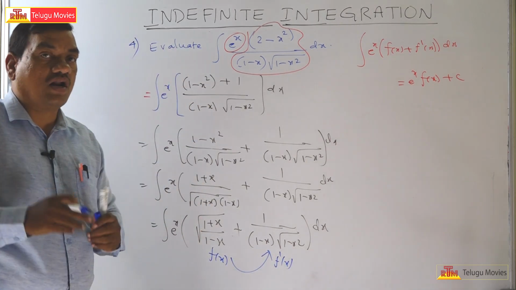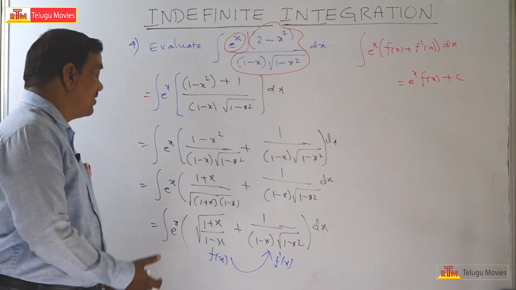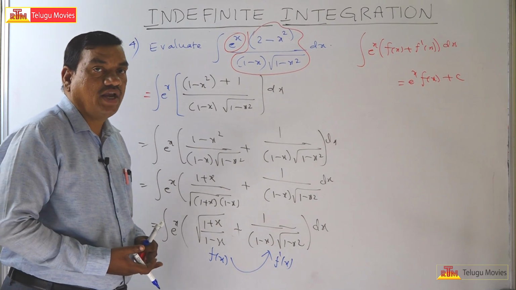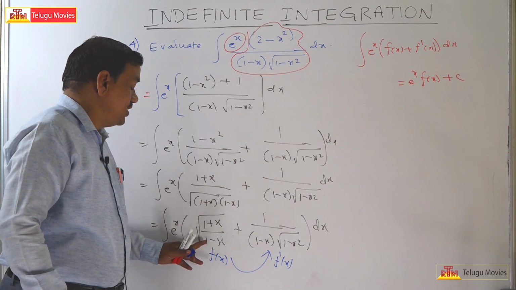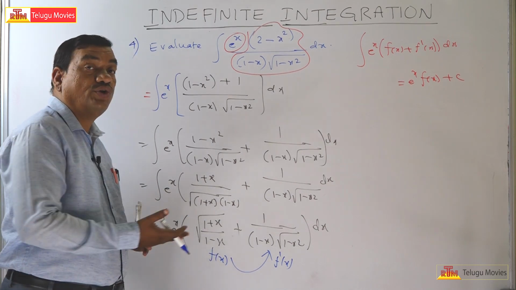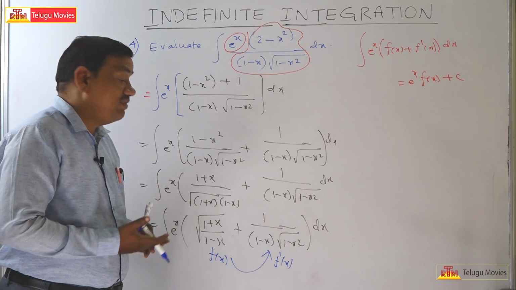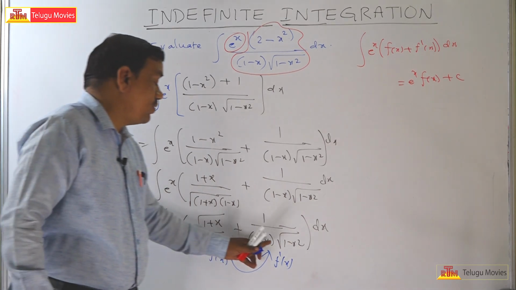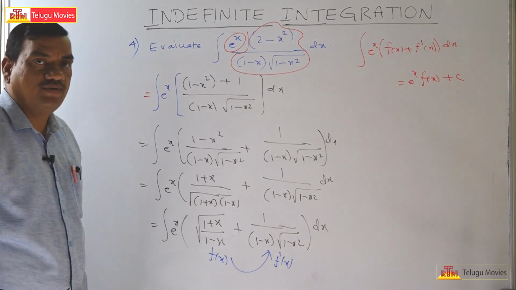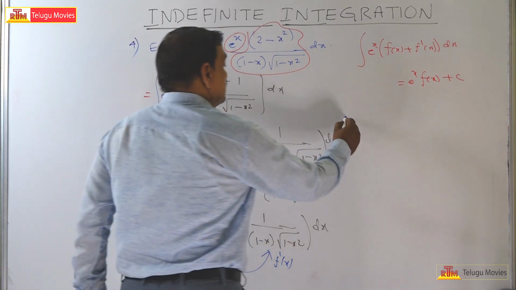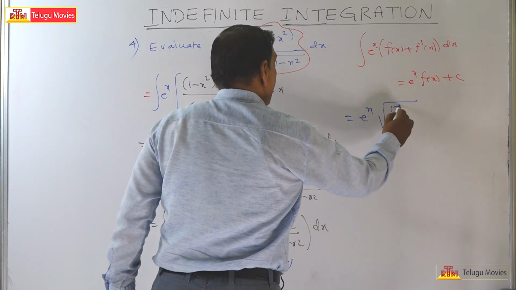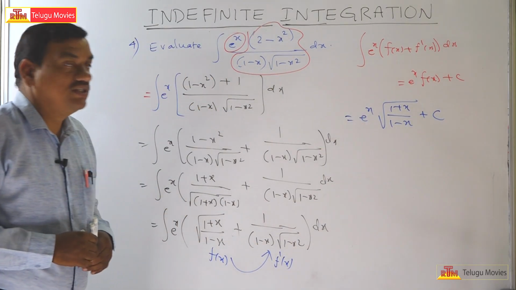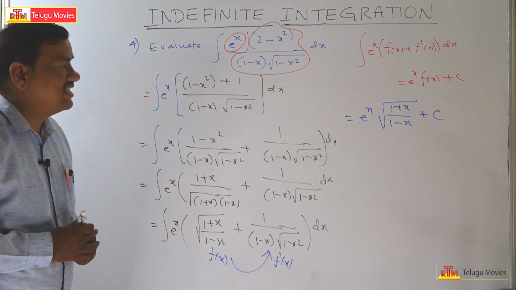Now you have to do the rough work. How to do the rough work? Root of (1 plus x) by (1 minus x), use the u by v formula. So root of v square means 1 minus x, (v into du by dx minus u into dv by dx) by v square. Root of 1 minus x whole square, the square and square root will cancel, 1 minus x, you can get it easily. So your answer is e power x into root of (1 plus x upon 1 minus x) plus c.